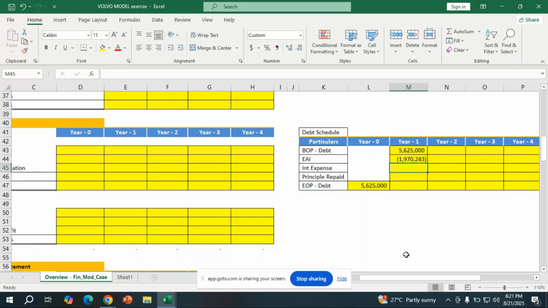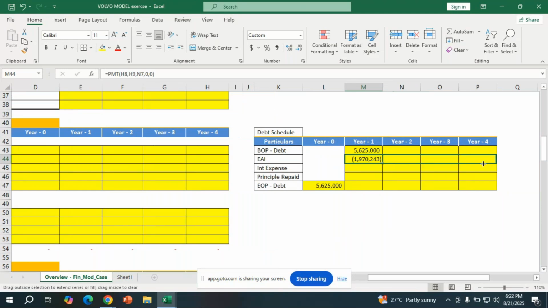So you get this amount. Now this amount of 19 lakh 70,243 is paid every year to clear the loan of 56 lakh 25,000. Okay. So here if I am going to drag clear, what happens? You get like this, which you're already aware of.